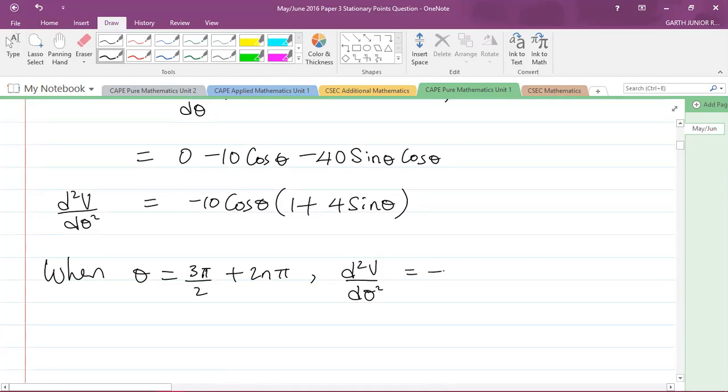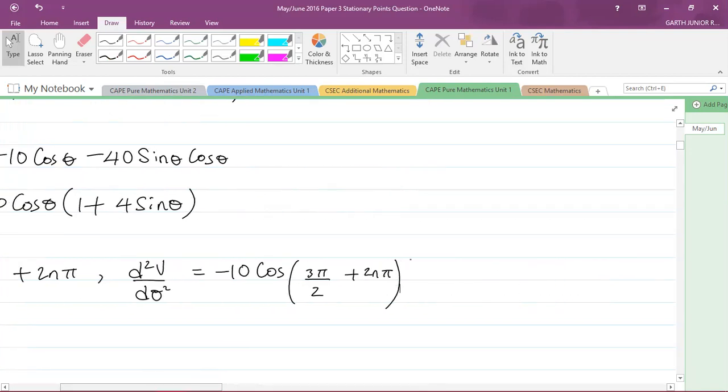equals negative 10 times the cos of theta, where theta is 3 pi over 2 plus 2n pi, multiplied by 1 plus 4 sine theta, and theta is 3 pi over 2 plus 2n pi.